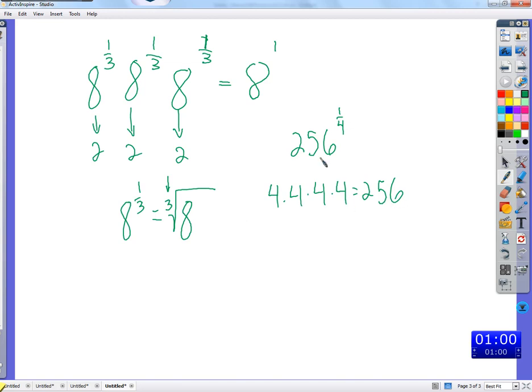Because the bottom number is 4, so you have 4 of them to equal out to a power of 1. Okay? So, if we have x to the 1 over something, what does that mean? Or how could we rewrite it, so maybe it makes a little more sense?